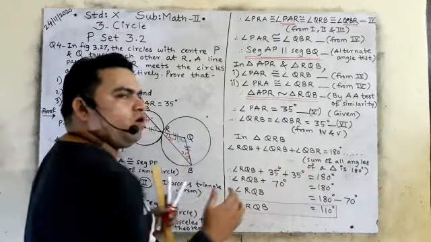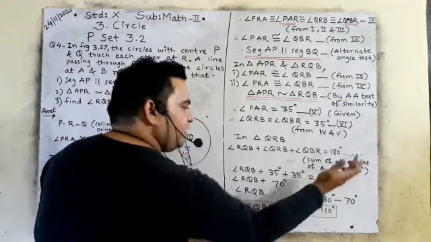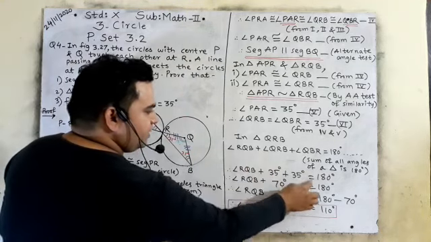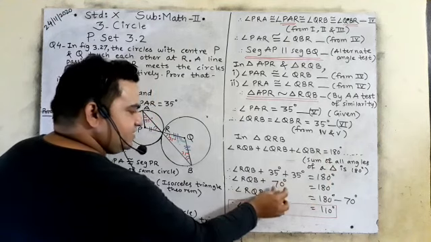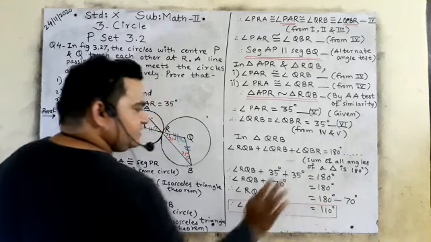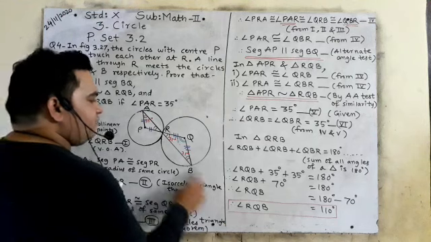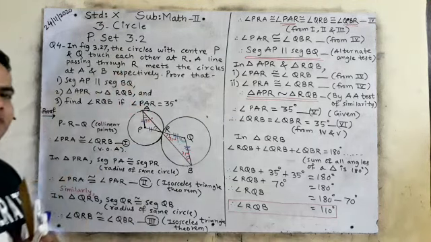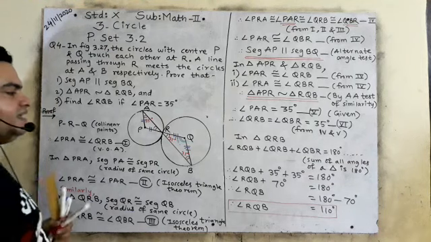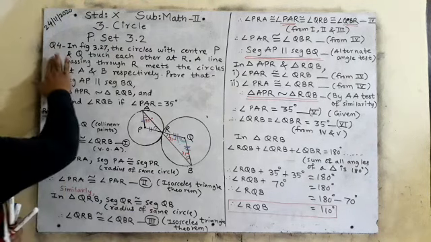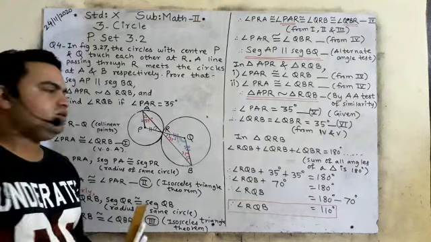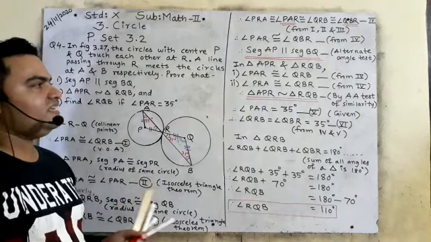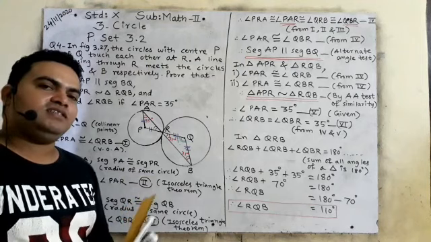Why? The sum of all angles of a triangle is 180 degree. RQB we have to find. This is 35, this is 35, 180 degree. 35 plus 35 is 70, and 70 will be subtracted from 180, and therefore RQB is 110 degree. So this is how we have to solve question number 4. I hope you understood these identical marks and you will solve the same questions in your notebook. So thank you so much and best of luck.